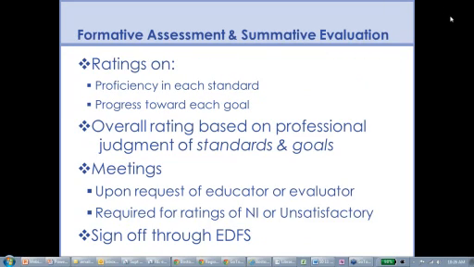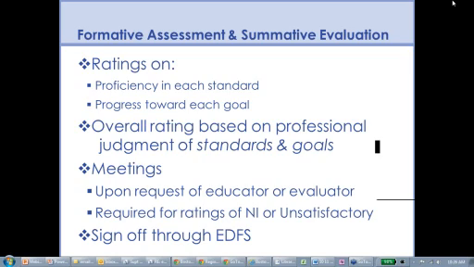The formative assessment, formative evaluation and summative evaluation is a portion of the evaluation cycle where educators receive ratings on their proficiency in each standard as well as their progress toward each goal. There's additionally going to be an overall rating included in these reports that is based on the professional judgment of your evaluator based on their understanding of your proficiency on the standards and your progress toward each of your goals.